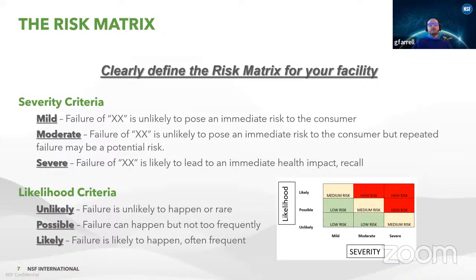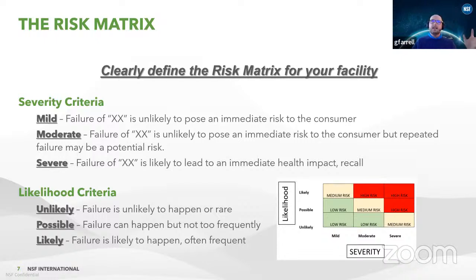So when we're talking risk matrix, we want to clearly define what we're looking at. When we're looking at severity and likelihood criteria, we need to understand what those criteria are. This one here, I created in Excel. It's not as pretty as the other ones, but I wanted to make it very simple, and it didn't take very long at all. I put likelihood and severity there. For severity, I've created mild, moderate, and severe.